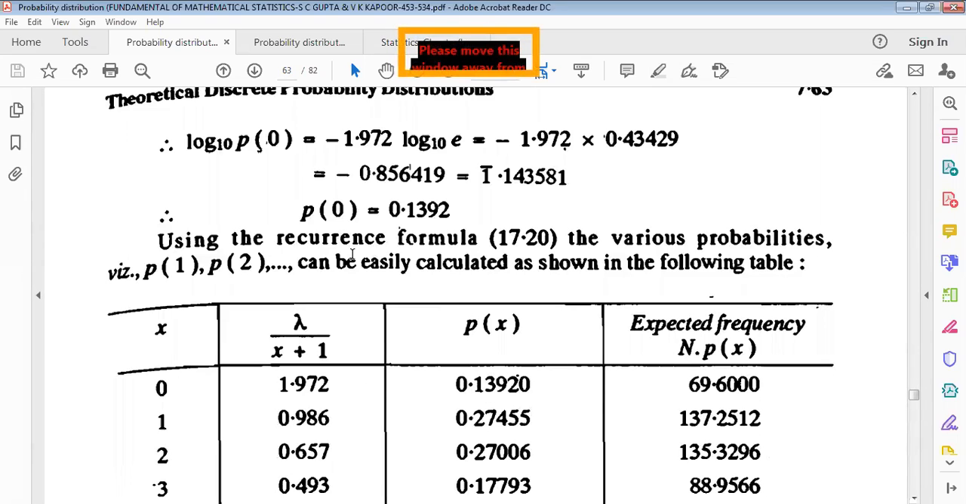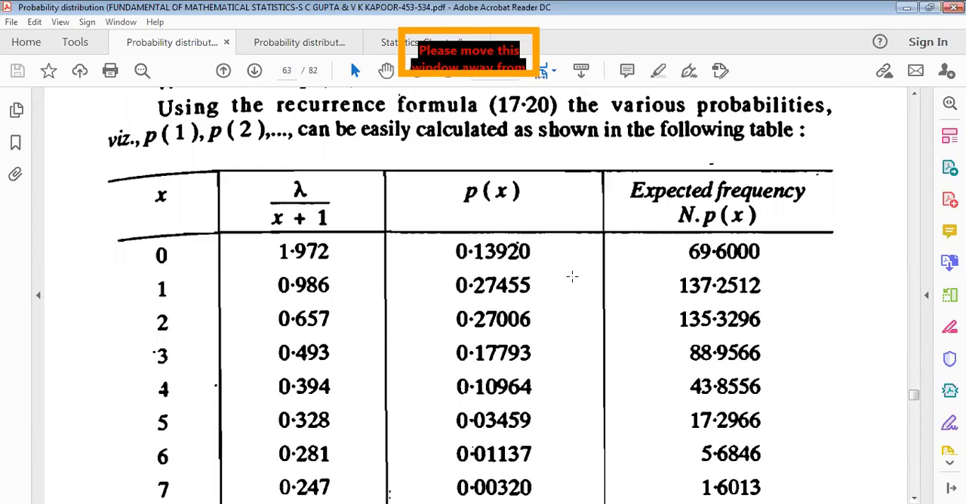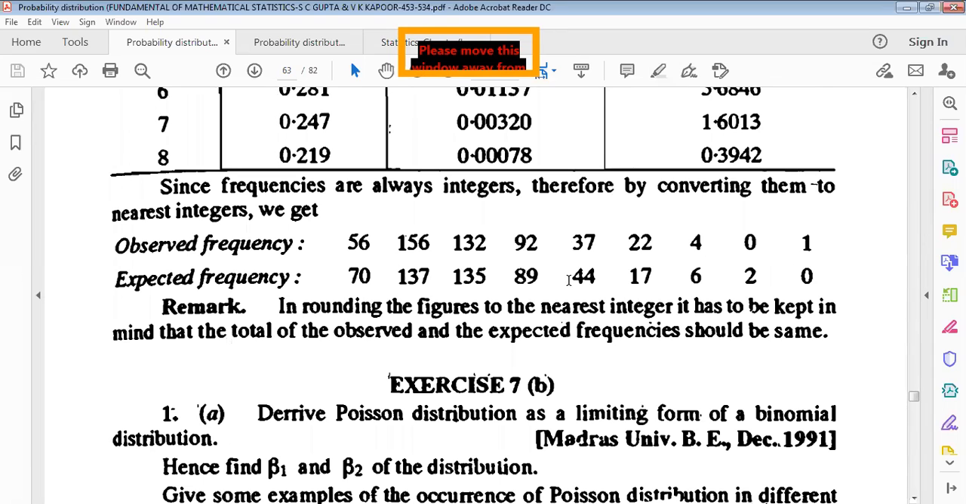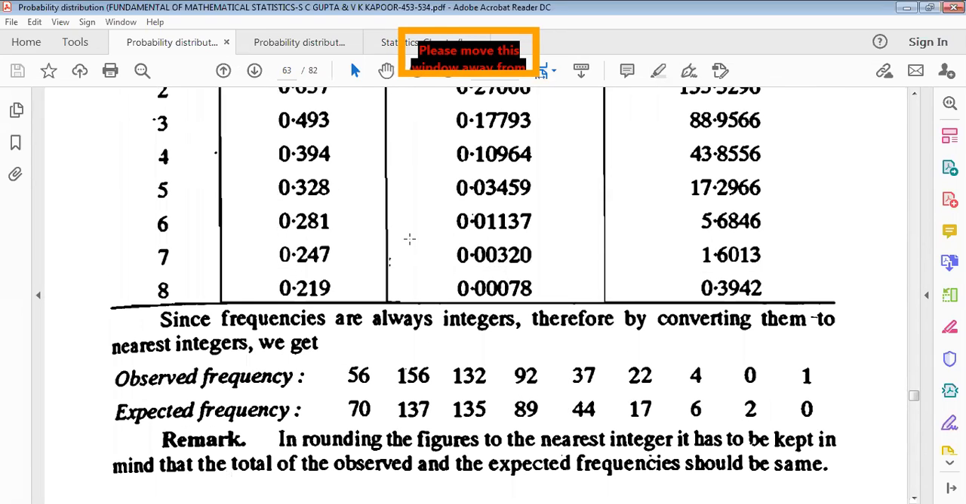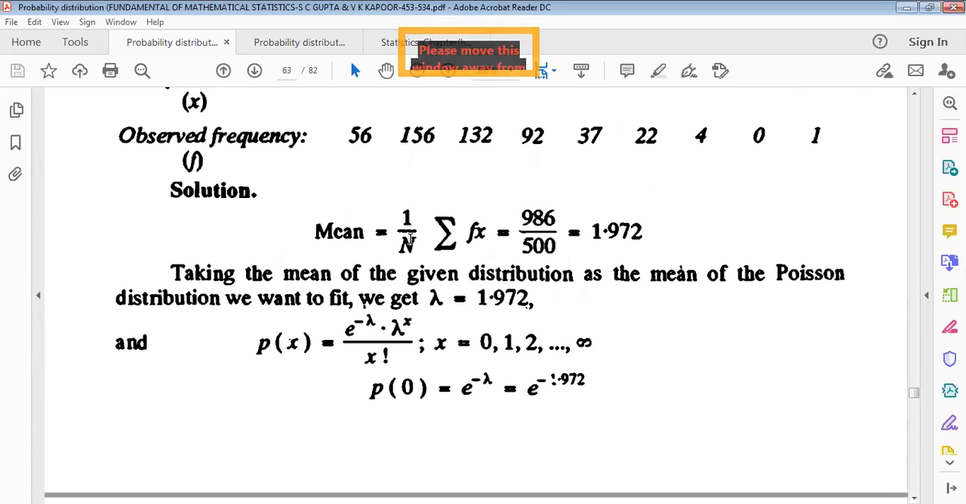Now, you will try it at home, using the recurrence formula, if you can do. This is the last maths for you to try at home.